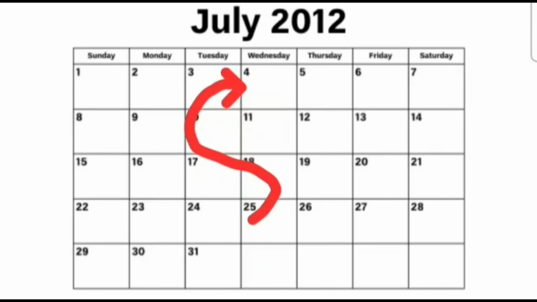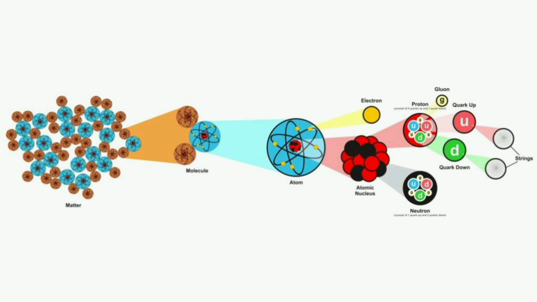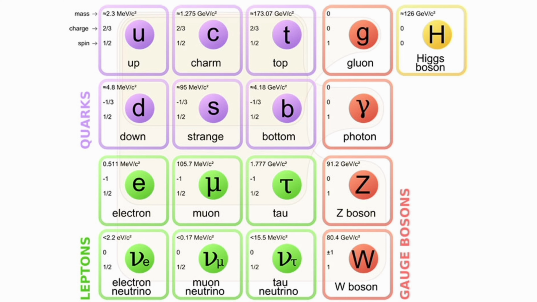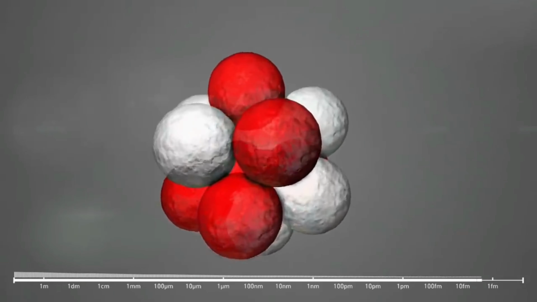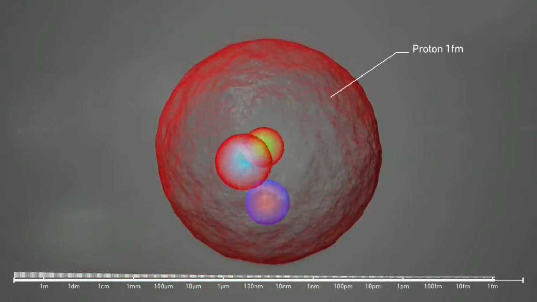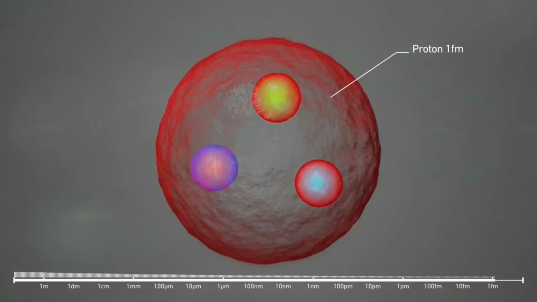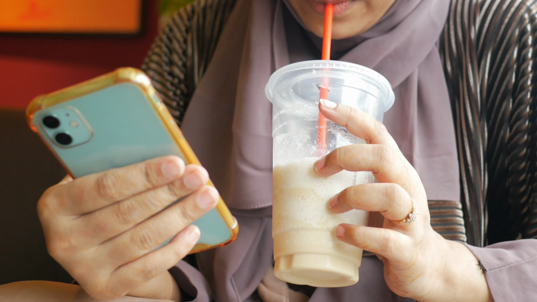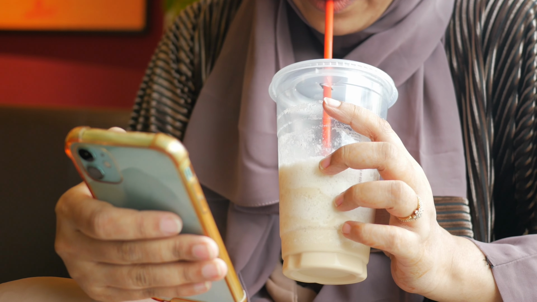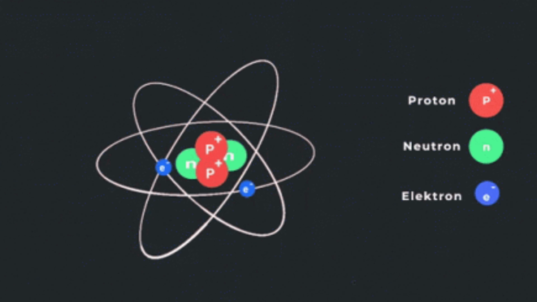July 4th, 2012, the date of the announcement of the discovery that would crown the standard model of particles as the most successful theory of modern physics, and would explain why things have mass. That was the day of the discovery of the Higgs boson. But what does it mean? How does it work? Why does it look like a milkshake? This and much more you will discover now.